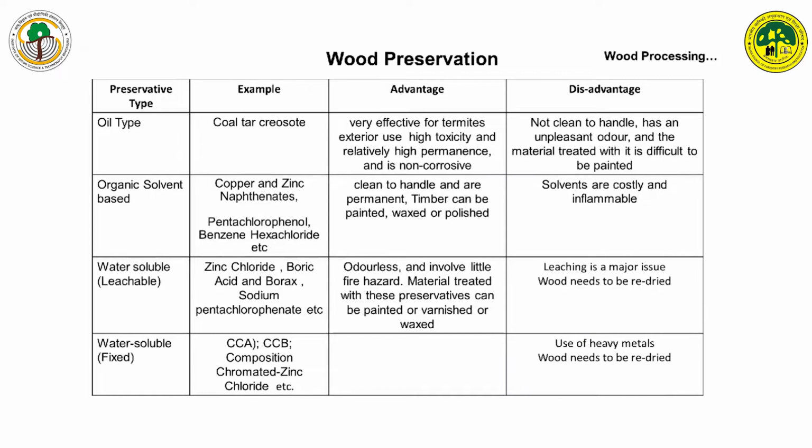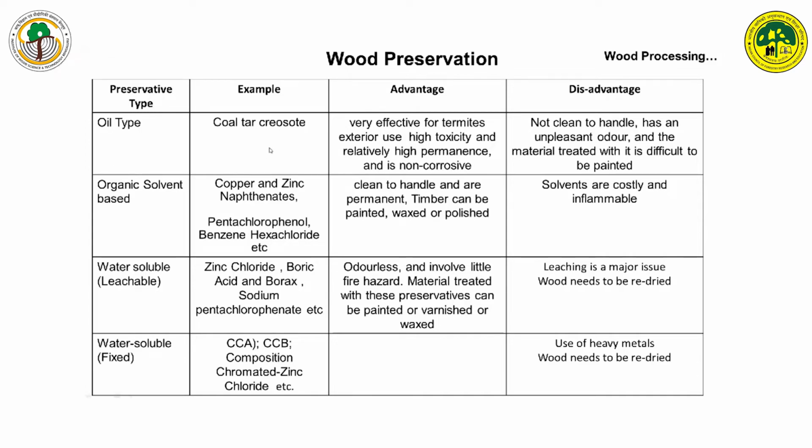There are certain timbers which are naturally durable. However, the sapwood of all the species, even of a naturally durable timber, is perishable. So in those cases, if you want to use those timbers, we have to treat them with preservatives. Otherwise, they won't last for a long period.